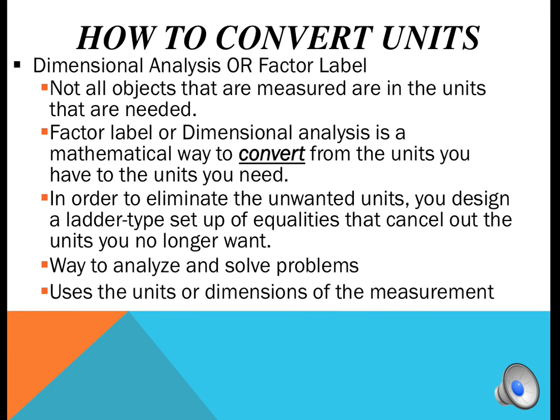How do we actually convert units? We use dimensional analysis or factor label. Not all objects that are measured are in the units that we need. So factor label or dimensional analysis is a mathematical way to convert from the units you have to the units you need or want. In order to eliminate the unwanted units, you design a ladder type setup or picket fence setup of equalities that cancel out, so you get rid of the units you don't want and are left with the one you do desire. It is a way to analyze and solve problems, and it does use units or dimensions of measurement. You can't just have numbers, you have to have units here.